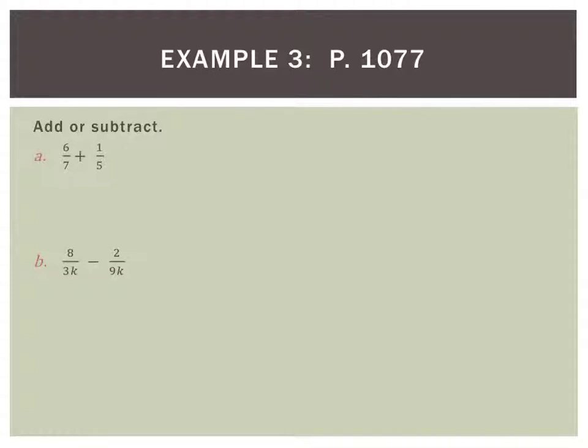Alright, so example 3, 6/7 plus 1/5. This is just adding fractions. So for 7 and 5, my common denominator would be 35. So 7 times 5 gives me 35, so 6 times 5 is 30. 5 times 7 is 35, so 1 times 7 is 7. Then we keep the denominator and add the numerators. So 37 over 35.